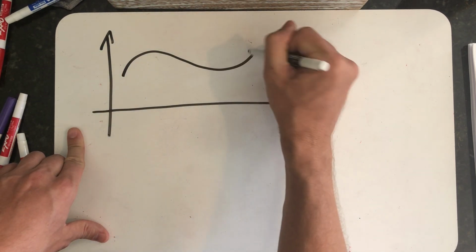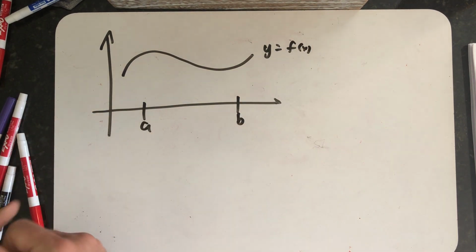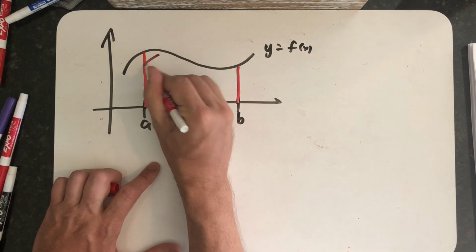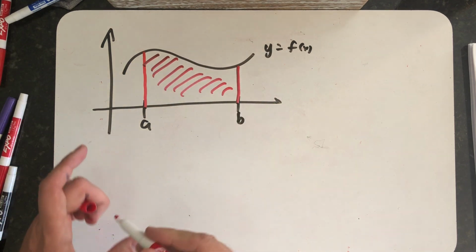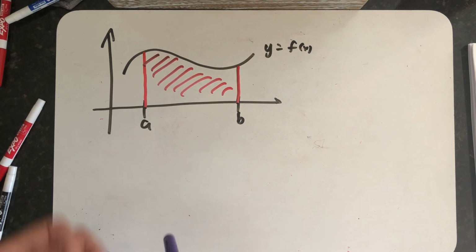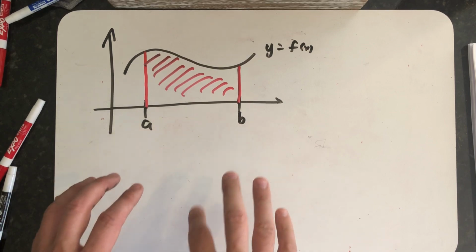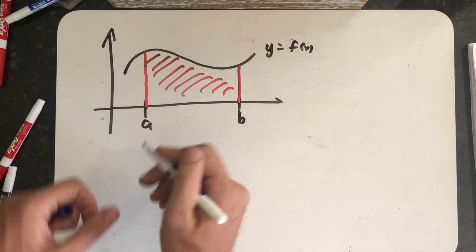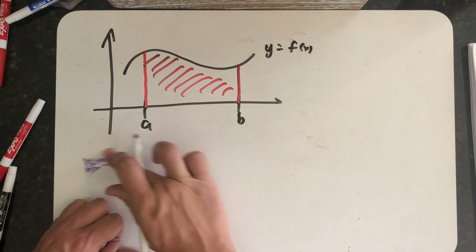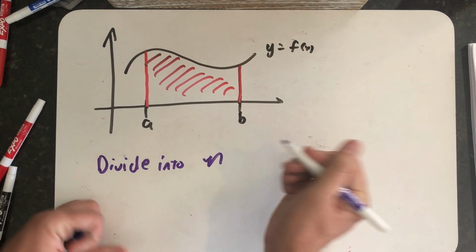If I just had a function y equals f of x over an interval between a and b, I could ask these same questions. What's the area under f of x on this interval from a to b? And we could use a similar approach. We could say, let's divide the interval between a and b into n rectangles, or divide the x-axis into n subintervals, where n is just some number.